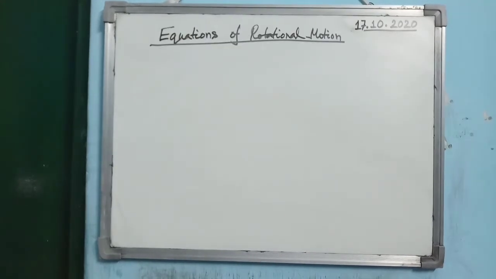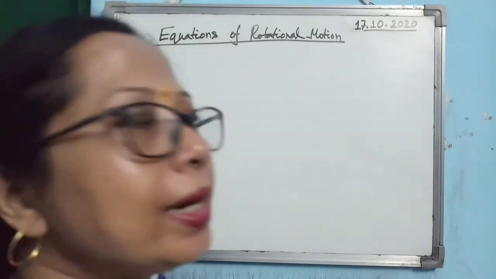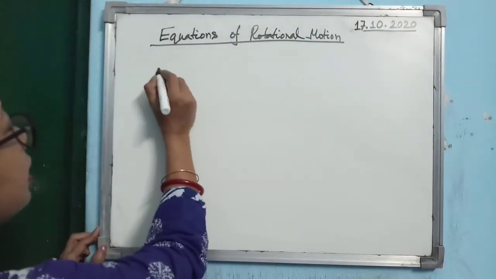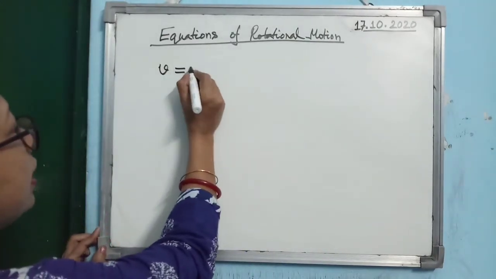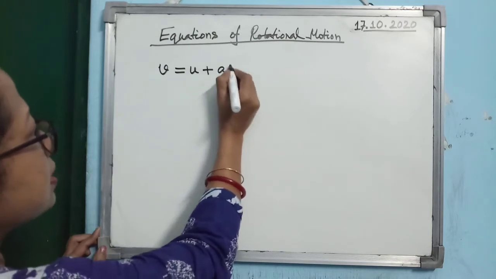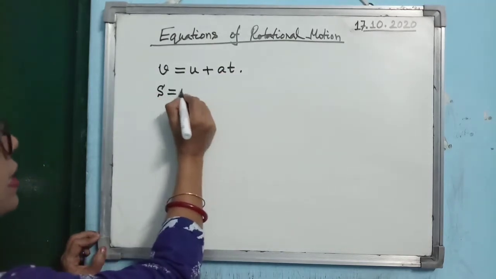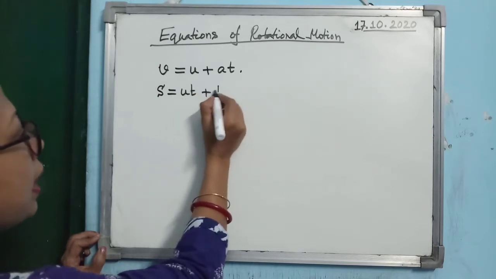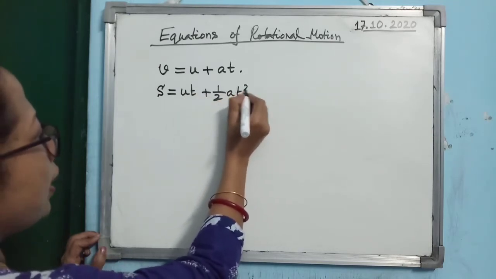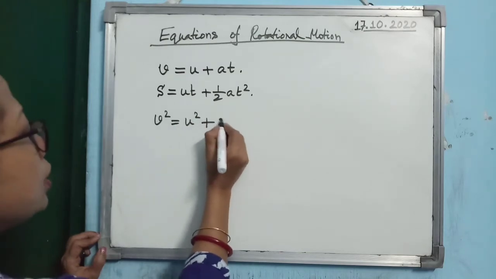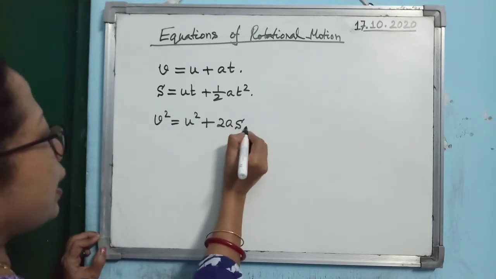Next come the equations of rotational motion. Now, what are the equations of translational motion? I hope you can remember. The first equation is v is equal to u plus at. The second equation is s is equal to ut plus half at square, and the third equation is v square is equal to u square plus 2as.